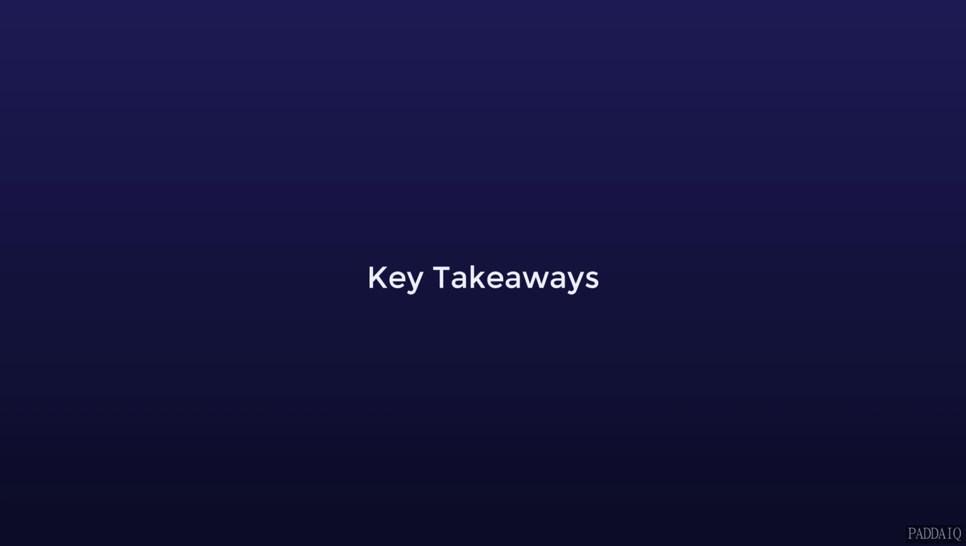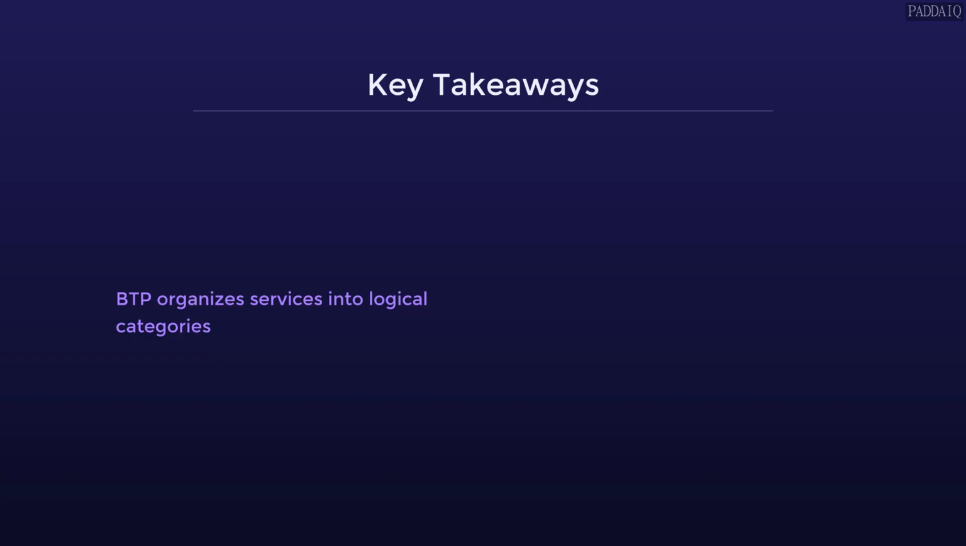Key takeaways from today's session. BTP organizes services into logical categories. This means instead of a confusing list, services are grouped by what they do. For example, database services are in one group, analytics in another. This logical grouping makes it much easier to find and use the right tool for your specific task.